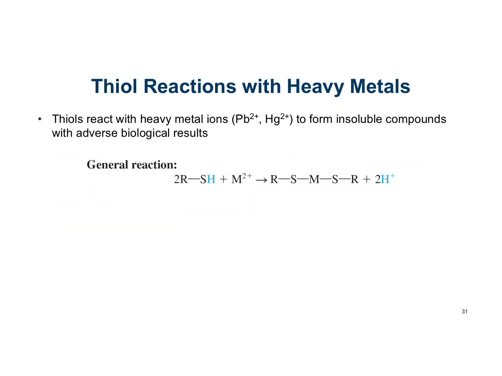Another place that we see this is that thiols will react with heavy metals like lead and mercury, and they'll form insoluble compounds. This is a generic reaction shown here. A common reaction would be, for example, if you had CH3SH plus CH3SH reacting with mercury 2+.